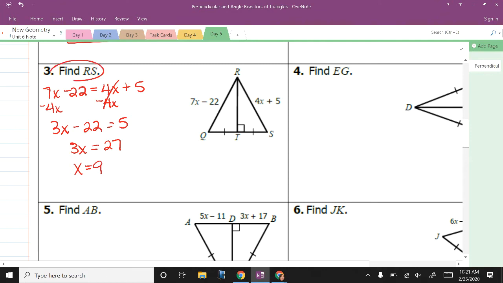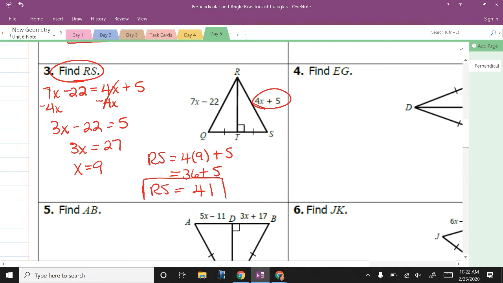But I need to find the length of RS. So how do I do that? Yes. RS is 4 times x plus 5, and I know that x is now 9. So 4 times 9 plus 5. What's 4 times 9? 36. Plus 5 is 41. So the length of RS is 41 units.